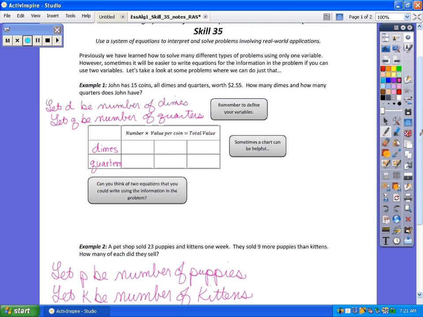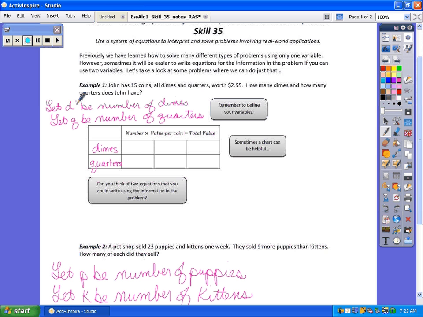If you read it through, I always use a let statement to define my variables. So I let D be the number of dimes, and I let Q be the number of quarters. And it really helps to read the last sentence because that's going to give me a key to my let statement. Also, a chart might help.